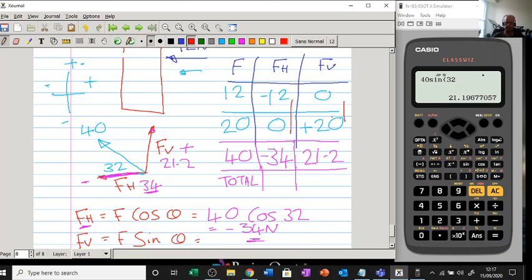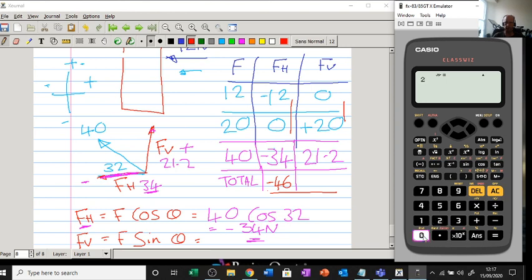Don't forget the direction. So the total horizontal is going to be minus 12 plus minus 34. Minus 12 plus 0 plus minus 34 gives me minus 46. So the horizontal component is minus 46, which means it's going to the left. And the total vertical is going to be 20 plus 21.2.